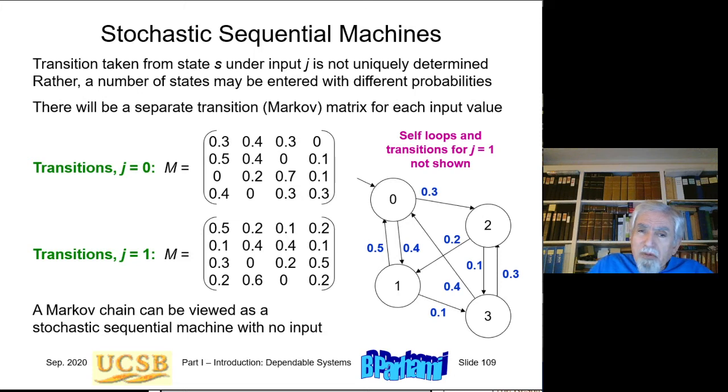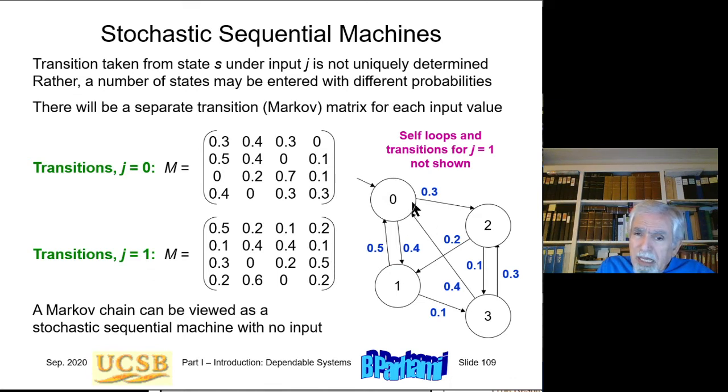Now, stochastic sequential machines have probabilistic behavior, and they are defined by as many Markov transition matrices as there are possible inputs. So suppose I have just one input, j, which is binary. It can assume the value 0 or the value 1. This is the transition matrix if the input happens to be 0. This is a different Markov matrix that applies when the input is equal to 1.